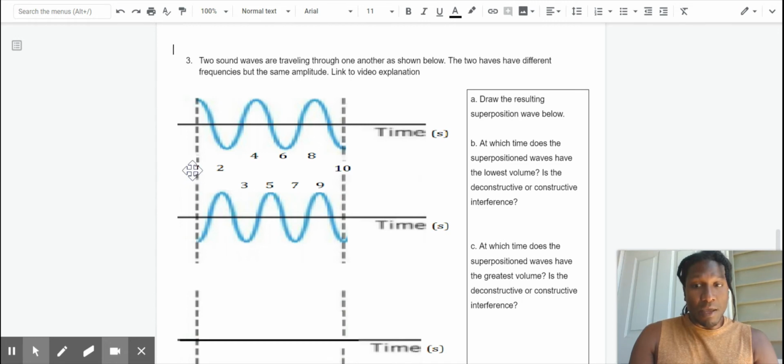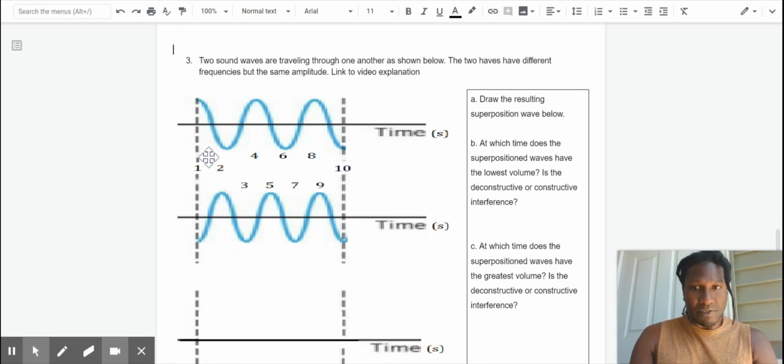All the numbers in the middle are when both waves are completely in phase or completely out of phase. So at these particular moments, we have crest crest, trough trough, or crest trough. At 1 second, this is a crest, this is a trough. At 2 seconds, this is a trough, this is a crest. At 10 seconds, this is a trough, this is a trough. So these middle numbers are when both waves are at a maximum or a minimum.